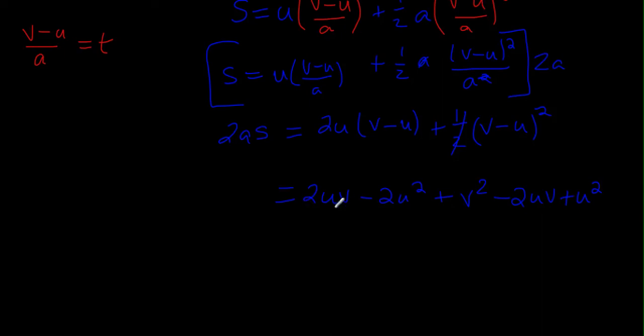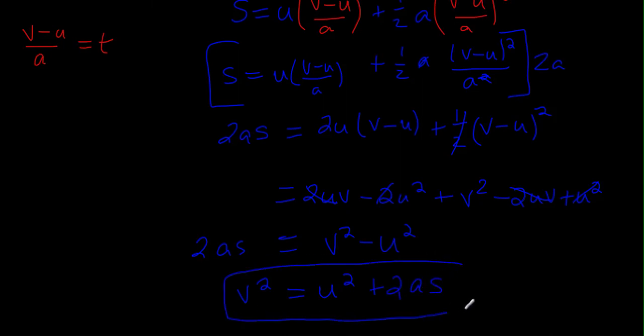Now you can see a lot of these things are exactly the same. The 2UV here cancels out the 2UV here. We end up with a negative 2U squared and a U squared, so this goes away and this goes away. And what we really end up with on this side is simply V squared minus U squared is equal to 2AS. The way this is traditionally written is V squared is equal to U squared plus 2 times A times S. So that's our derivation of the third equation.